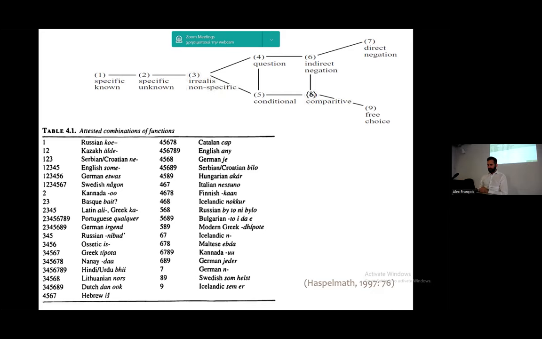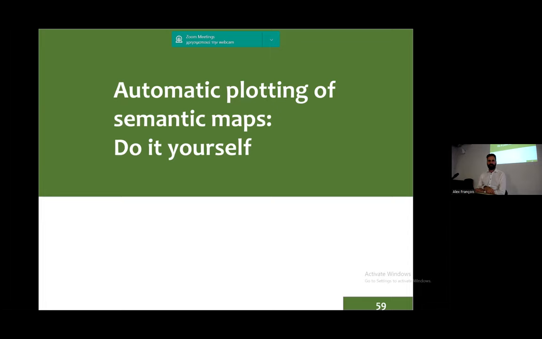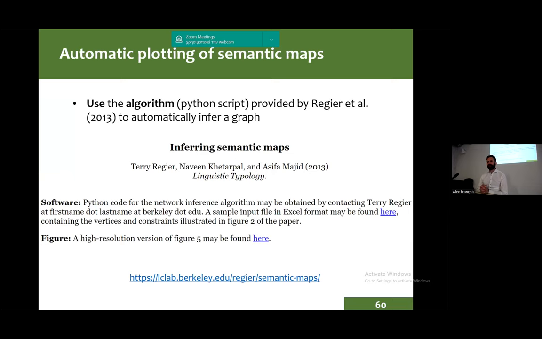Now, how can one do it on their own? How can one automatically plot semantic maps? First of all, we have to use the algorithm provided by Regier and colleagues to automatically infer a graph. A year ago or so, the algorithm was on Regier's website, but now it's not there anymore. So you have to contact him in order to get the algorithm, or you might contact me, but I won't give you the algorithm. He also gives some samples on how to structure your data. This is just a snapshot, it's a screenshot.